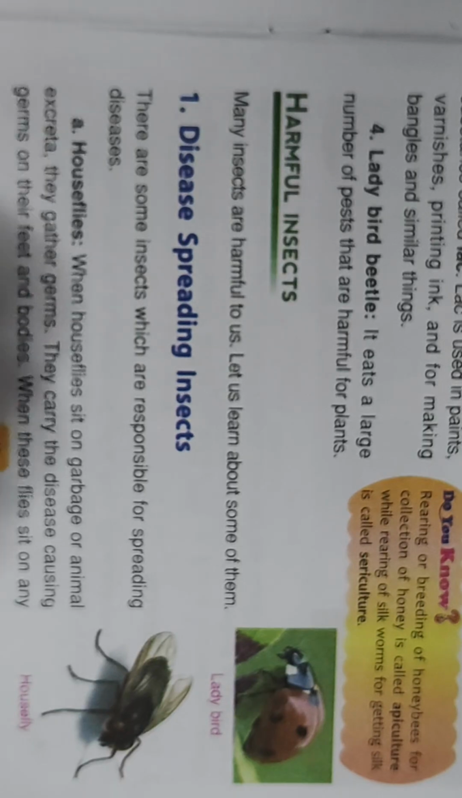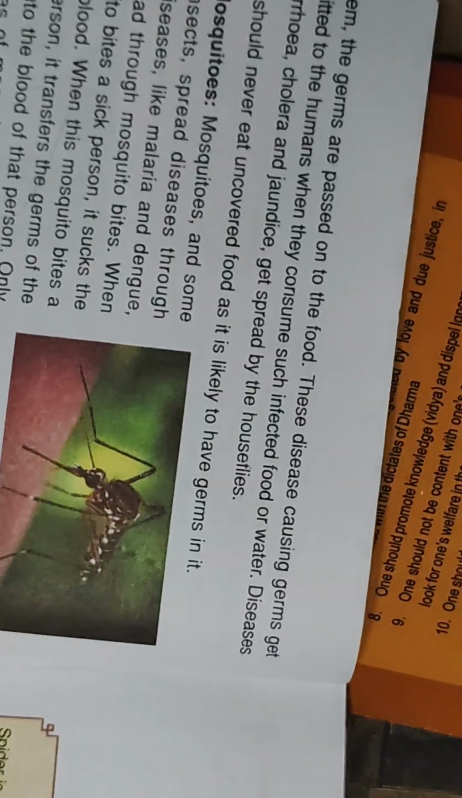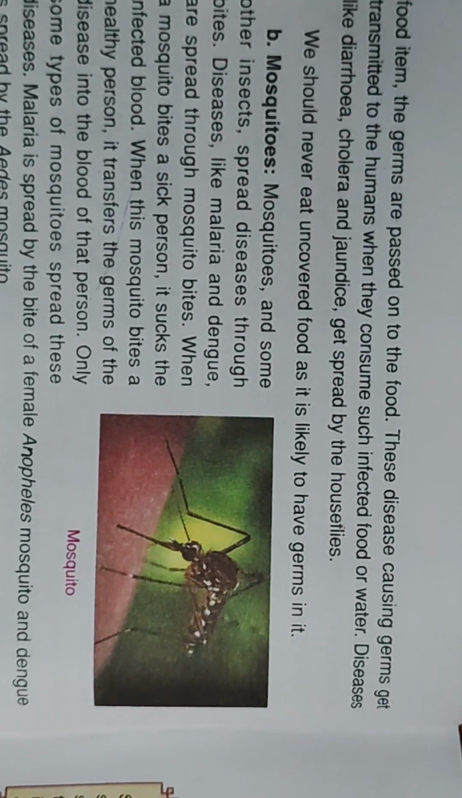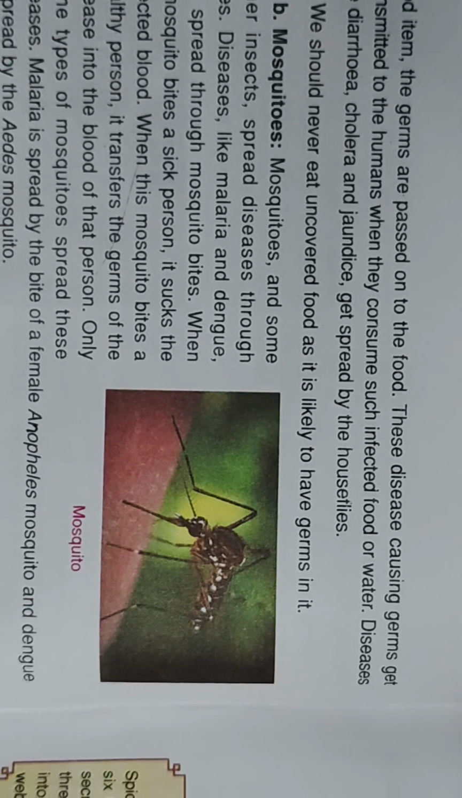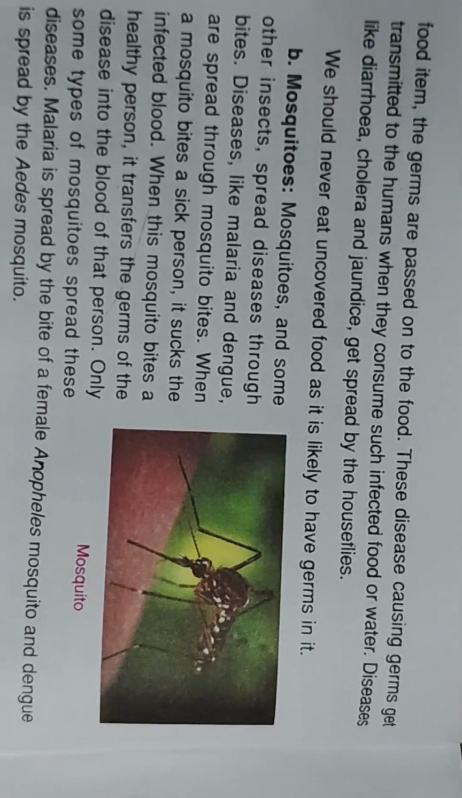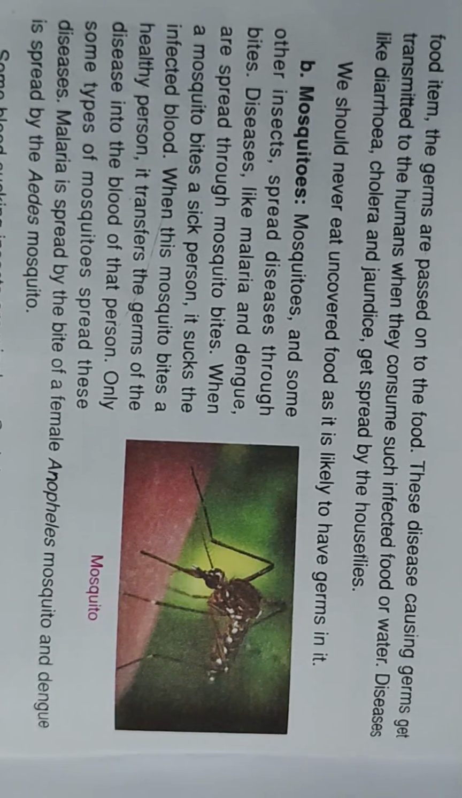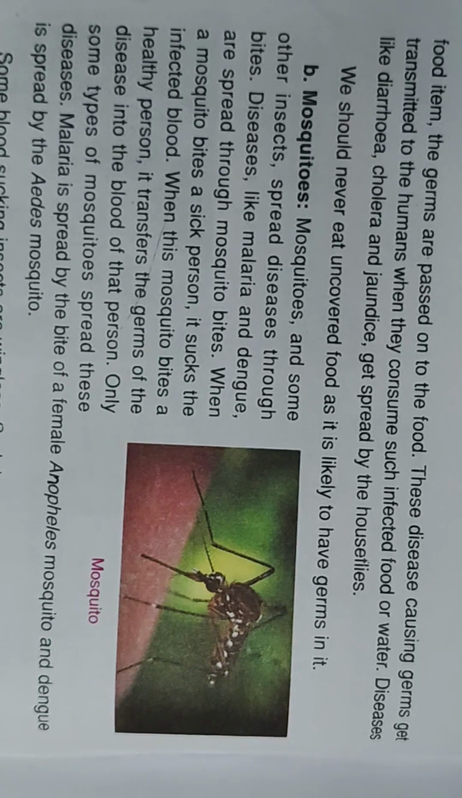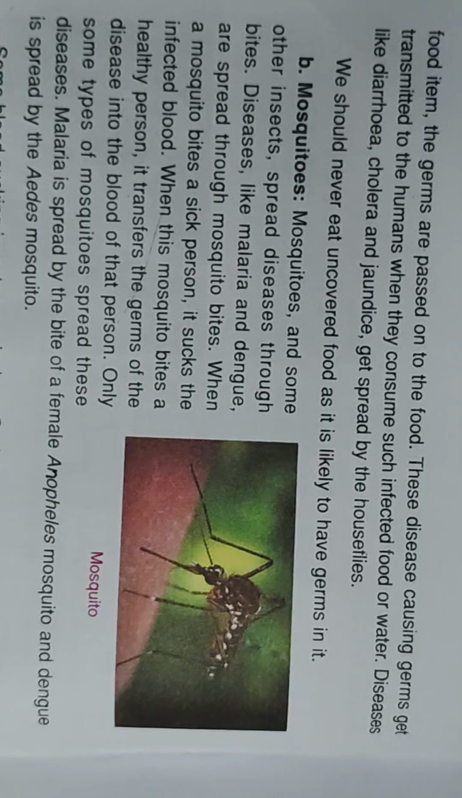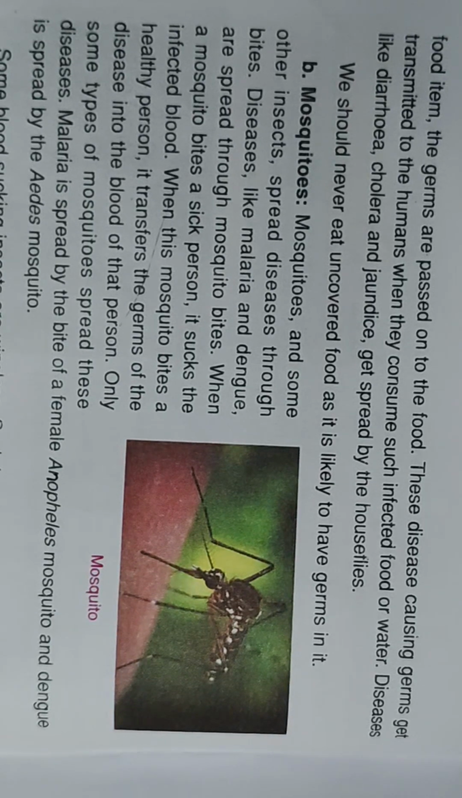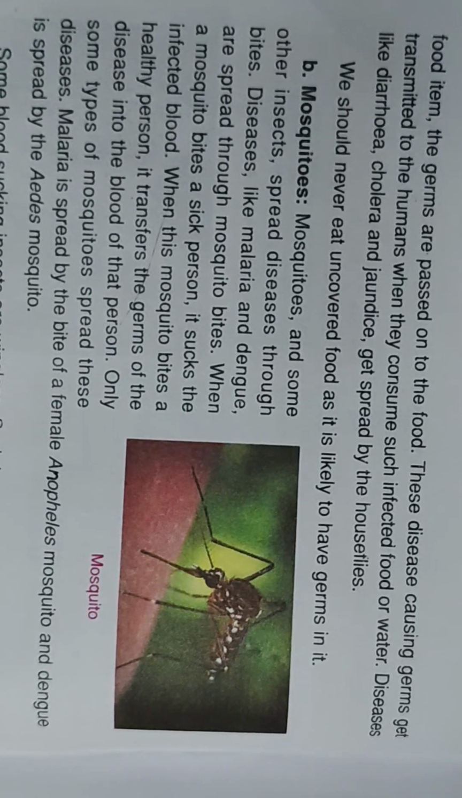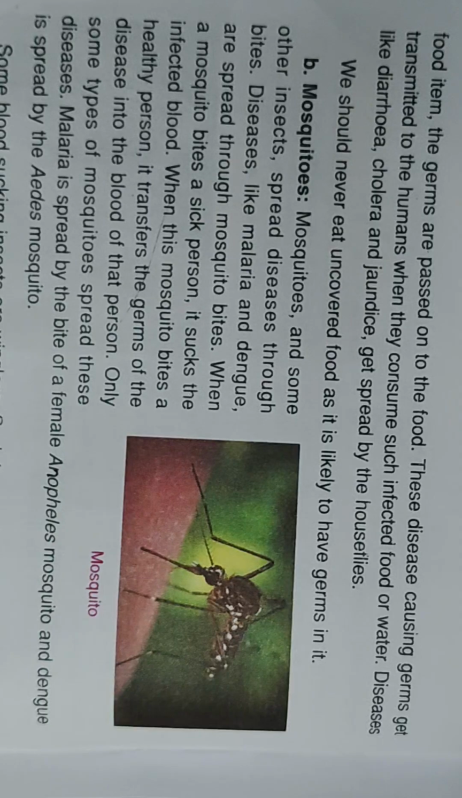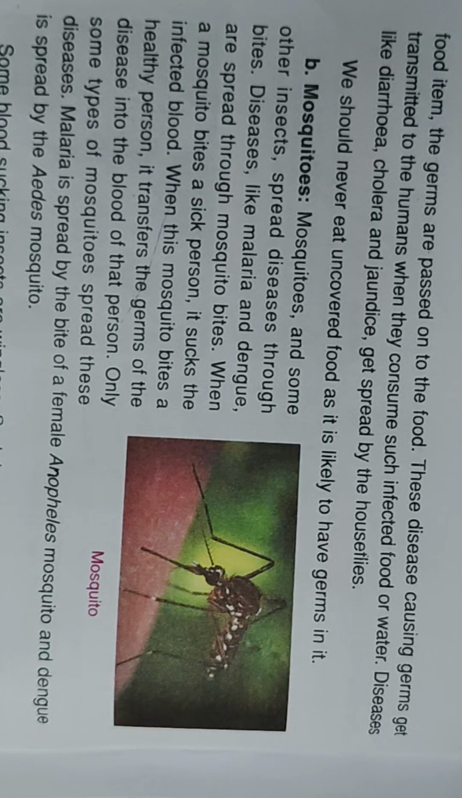When these flies sit on any food item, the germs are passed on to the food. These disease-causing germs get transmitted to humans when they consume such infected food or water. Diseases like diarrhea, cholera, and jaundice get spread by houseflies. We should never eat uncovered food as it is likely to have germs in it.